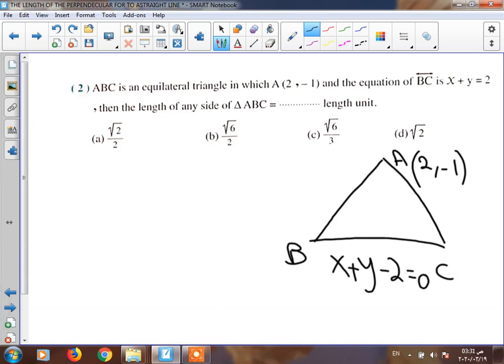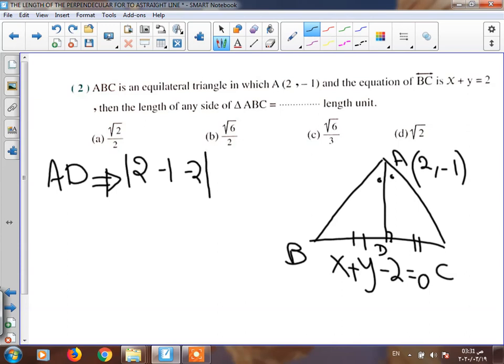Let me drop a perpendicular here, for example AD, and it's going to bisect the vertex angle and bisect the base. If we have AD as a perpendicular from the point A to the straight line, we can say it's the absolute value of A x1 plus B y1 plus C, which is 2 plus (-1) plus (-2), over the square root of a power 2 plus b power 2, which is 1 plus 1. So now we can get that AD equals 1 over root 2.